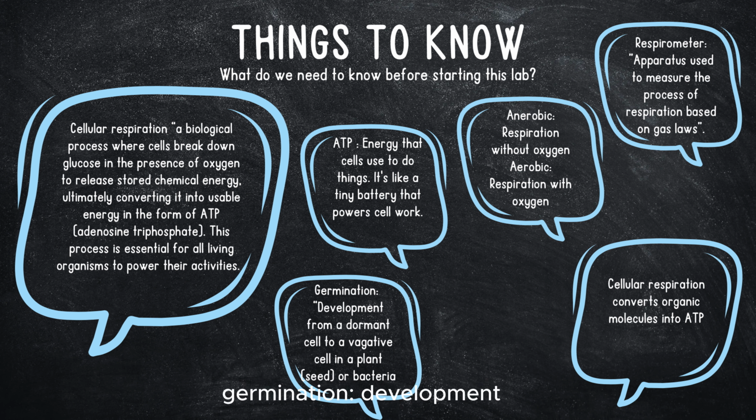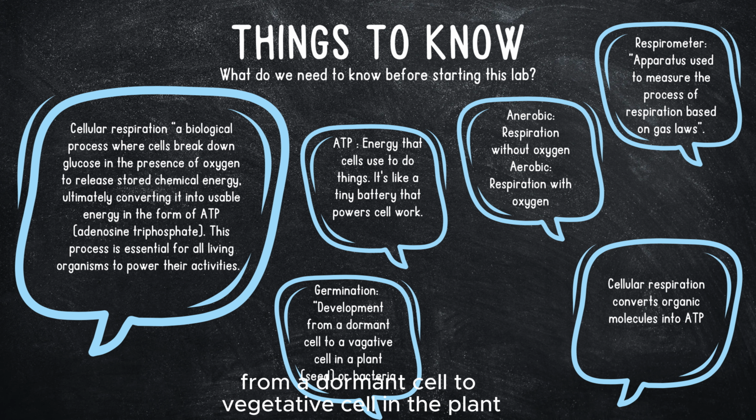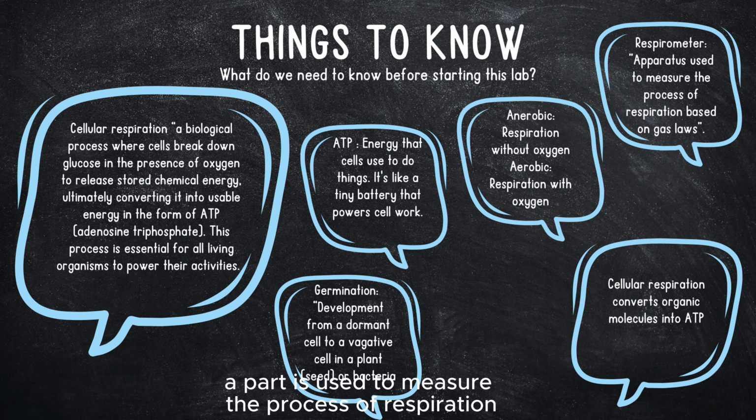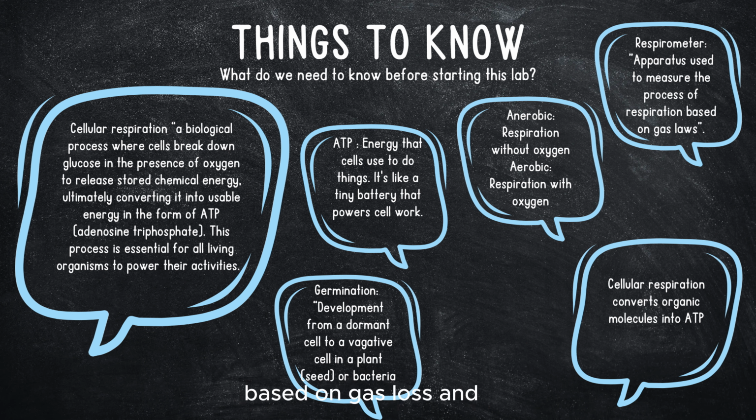Germination: development from a dormant cell to a vegetative cell in a plant, seed, or bacteria. Anaerobic: respiration without oxygen. Aerobic: respiration with oxygen. A respirometer, oh my god, I can't say that. A respirometer is used to measure the process of respiration based on gas laws. And cellular respiration converts organic molecules into ATP.